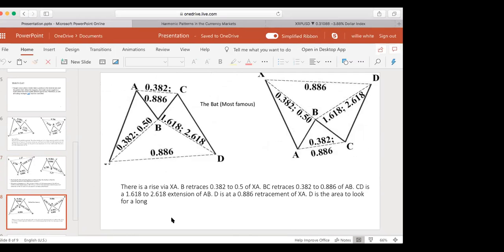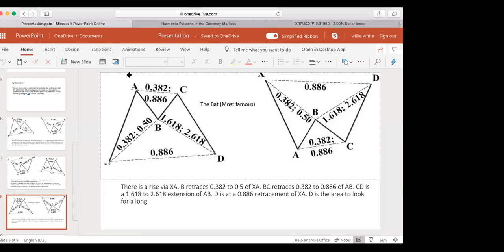All right, the bat. What most people really love is the bat. That's what I trade on, because if you know what a bat does, it flaps its wings. So there's a rise in XA right here. X is down here, you really can't see it. All these pretty much repeat themselves, and I'm going to go into further explaining about that.